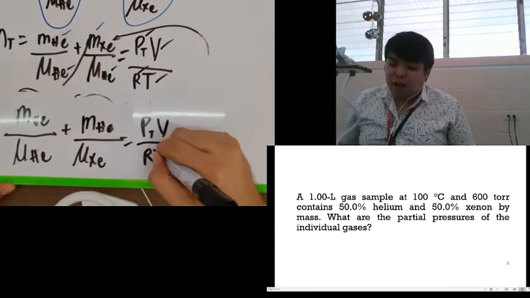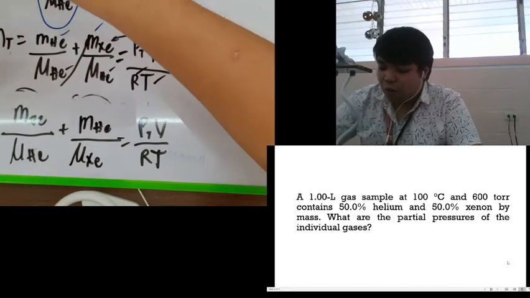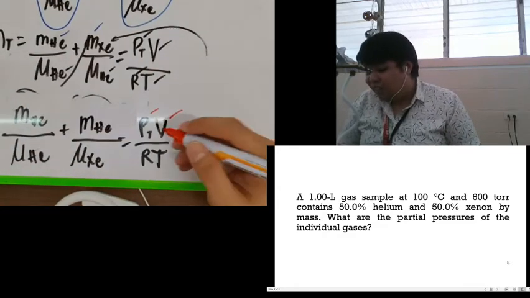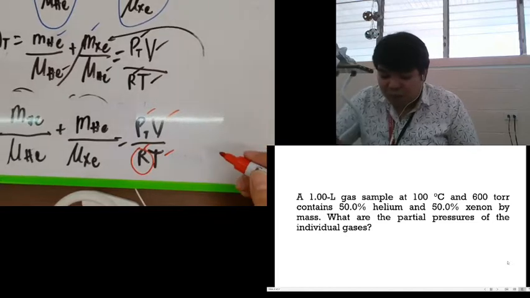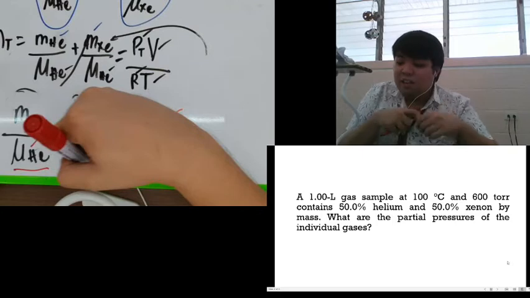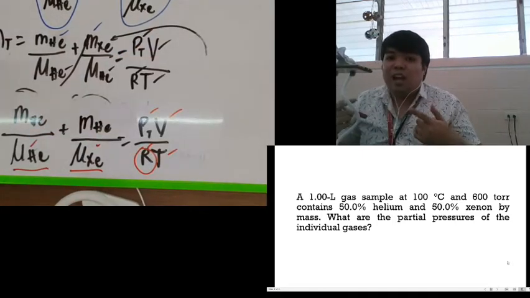So, problem solved. We now have one equation with just one unknown. This one is already in the given. Well, this is a gas constant, so it is known. Well, this one are also constants because these are the molar masses of helium and xenon, which are indicated in the periodic table of the elements.